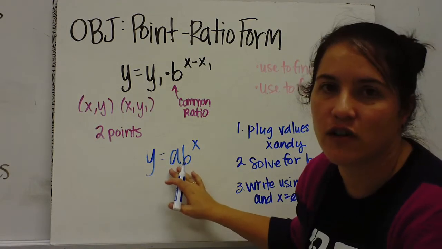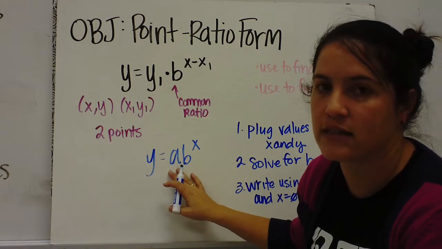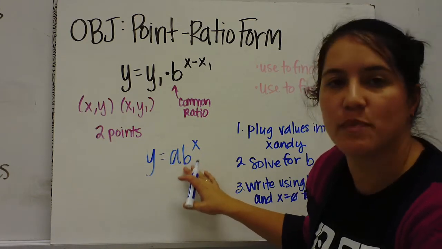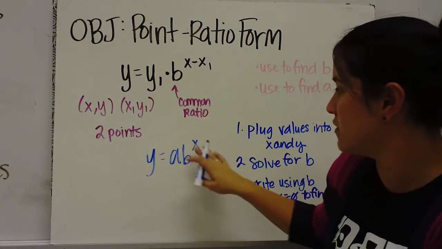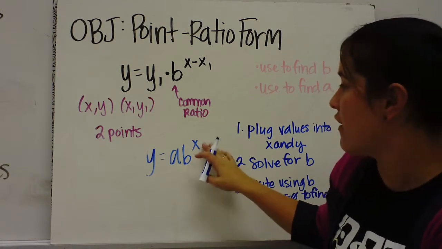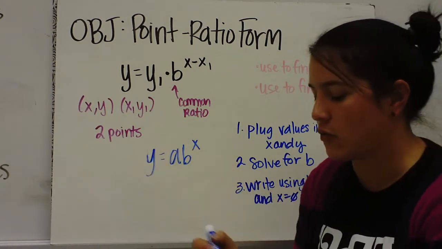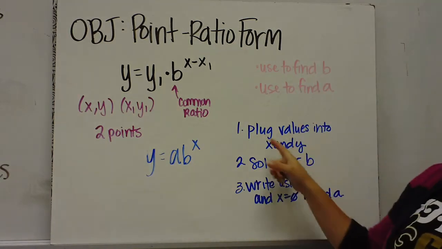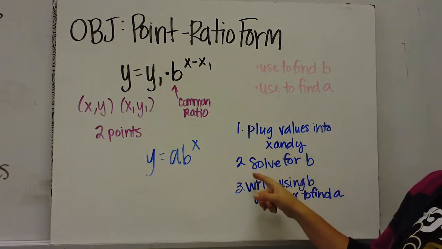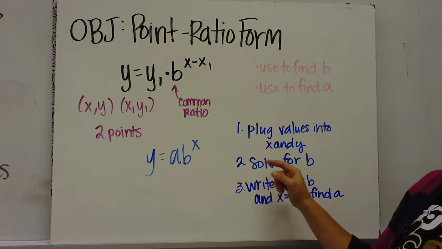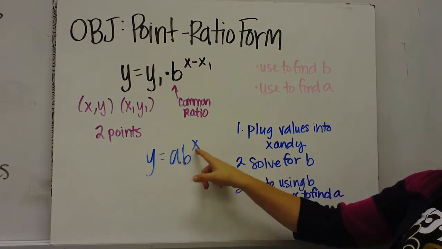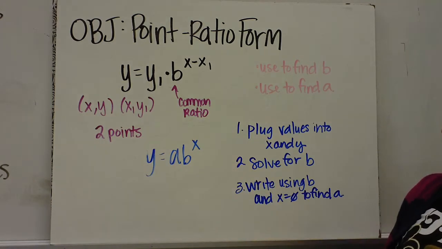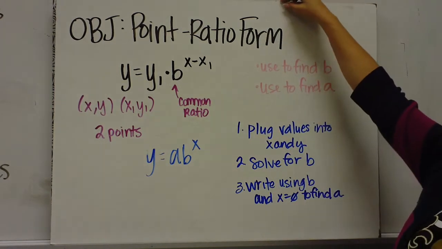A is your initial amount, your starting amount, when x is 0. B is your base, your rate, your common ratio. And then you have your x and y. So we're going to plug values in for x and y, we're going to solve for b, then once we have b, we're going to solve for a when x is 0. All right?